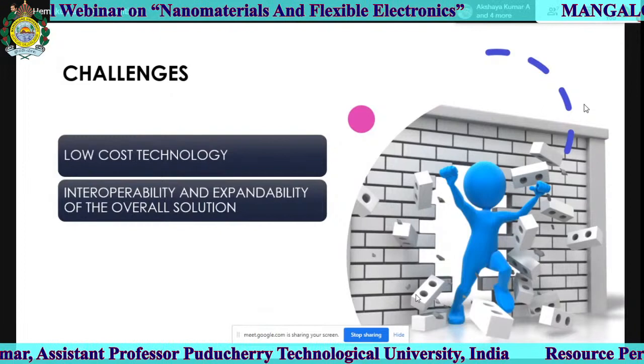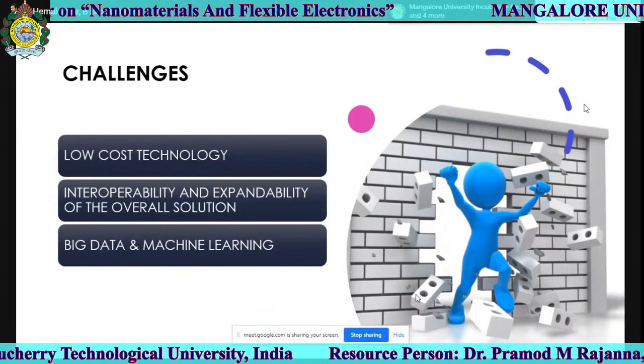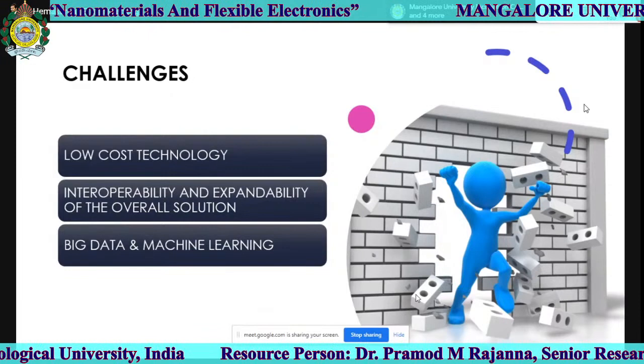Well said. Third factor, as you all know, you get abundant data. The data that you get from the system is going to be abundant. How are we going to process this information? How do we process this information and come out with some useful information?